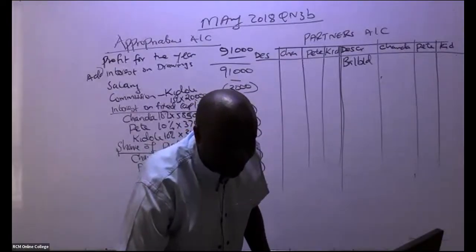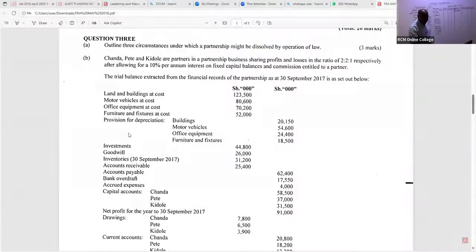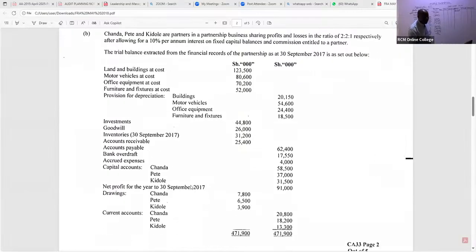Their capital accounts, are you able to see their capital accounts? These guys are not able to see. If you are keen enough, you'll be able to see the capital accounts that are here. We bring forward this. You can see Chanda is getting 58,500 here on the credit side.